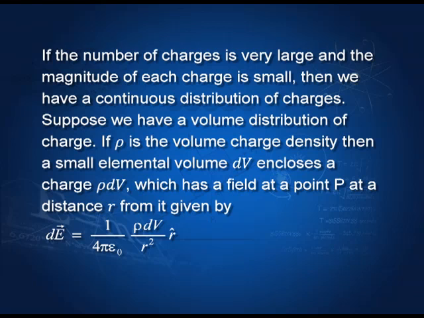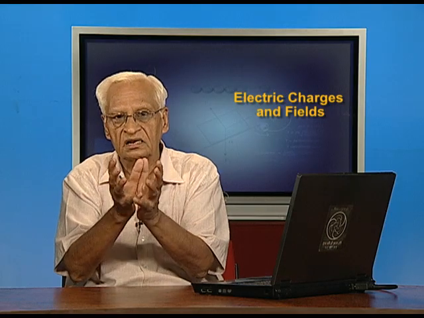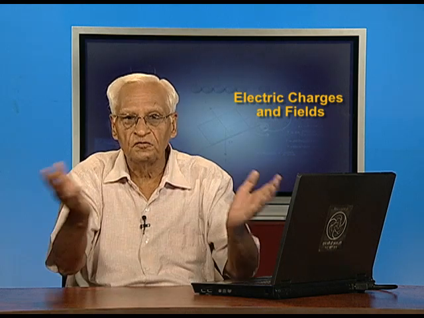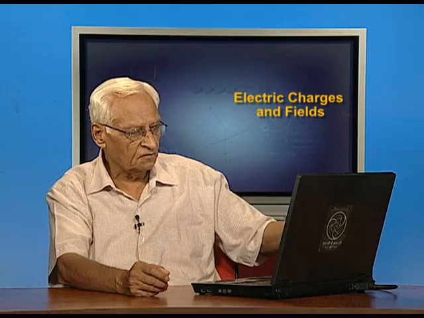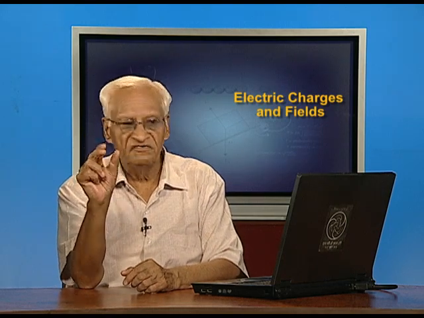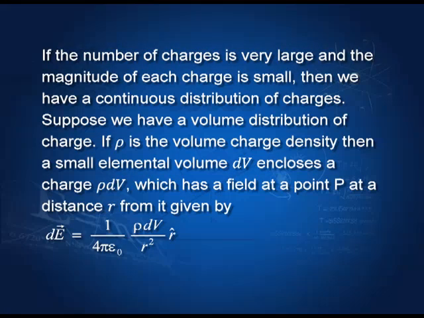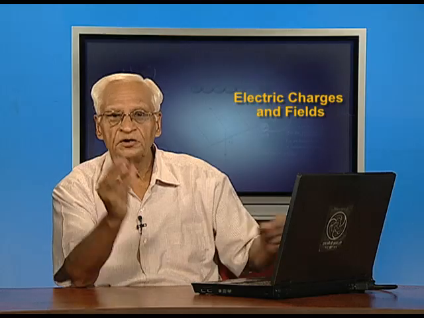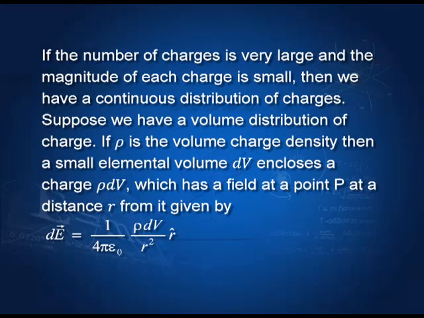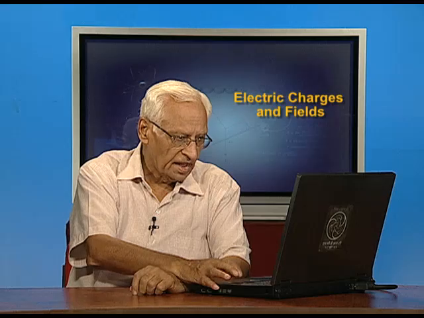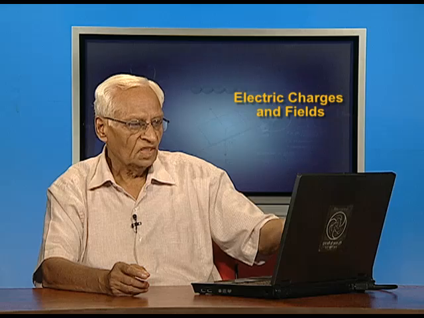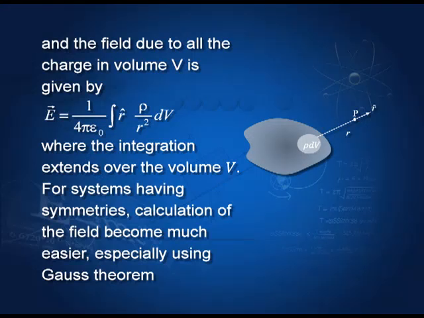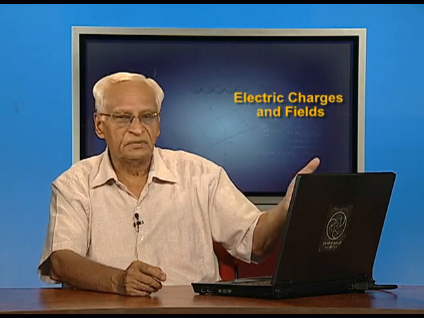So, suppose we have a volume distribution of charges, that is, we have a sphere or some other body in which the charges are uniformly distributed, and suppose the density of charge, that is charge per unit volume, is rho. Then what happens? In a small volume dV, the charge is rho dV, that takes the place of q, and therefore, the intensity due to this volume element is 1 by 4 pi epsilon 0 rho dV by r squared into r cap. And now, we can integrate this over the whole volume, and we get the intensity due to a continuous distribution of charges. If rho is uniform, then rho can be taken out and we can integrate over the volume. Let us take an example just to fix the ideas.